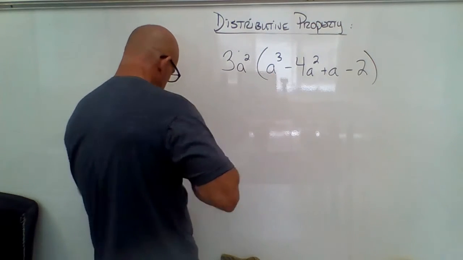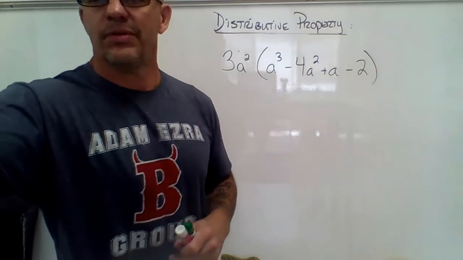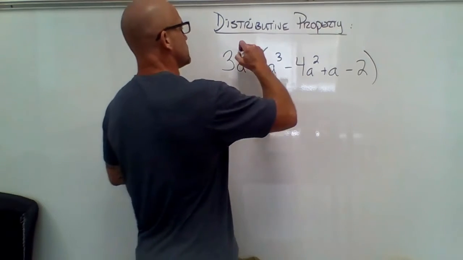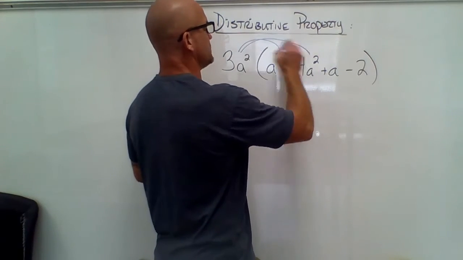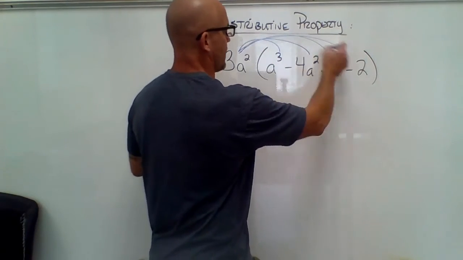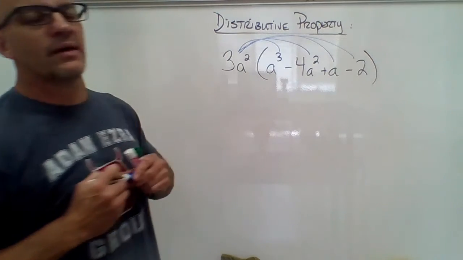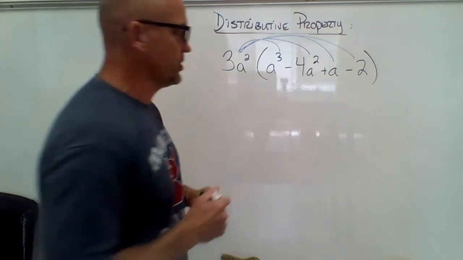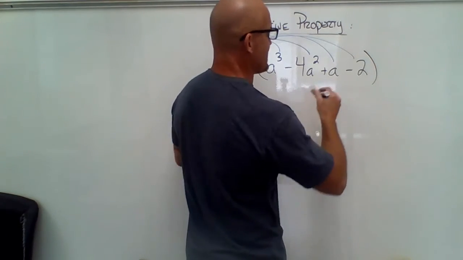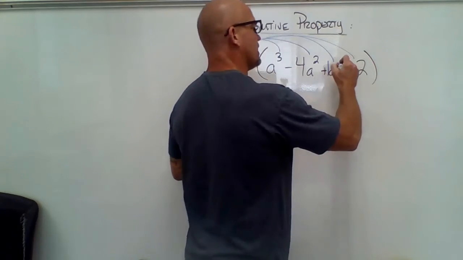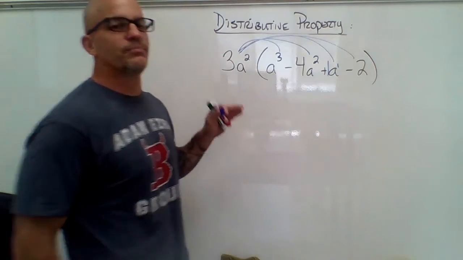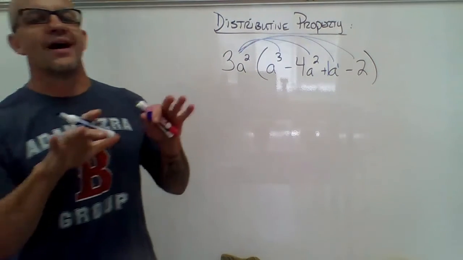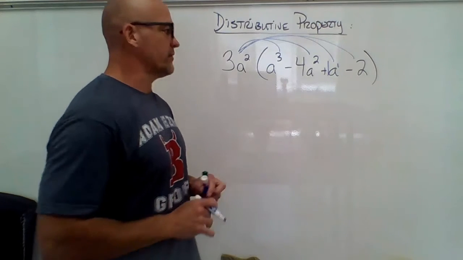whoops, I almost used the wrong color. Let's grab some blue here, change it up. So I'm going to distribute this 3a squared into everything there. A couple things that we might want to take note of before we actually distribute. This a here not only has a coefficient of 1, he also has a power of 1. So that's important to know that. You do not have to write that in, but you should be aware of that.